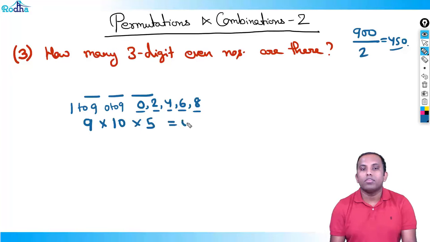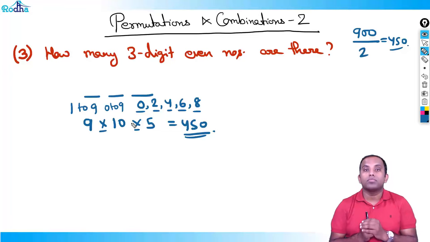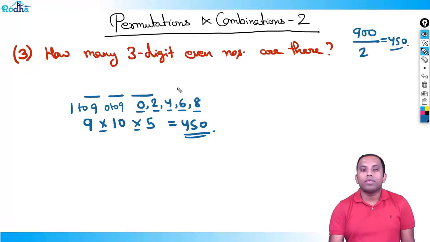Total, what is the answer? Answer is 450, multiplication. Because events are happening one after the other, so it has to be multiplication. It can't be addition. So 9, first digit and second digit and third digit, events are happening one after the other. So multiplication. So 9 into 10 into 5, total 450 numbers are there.